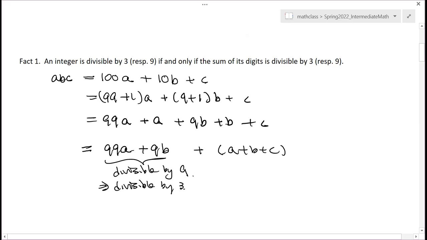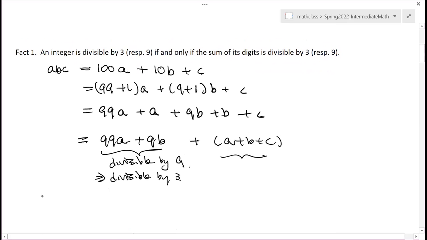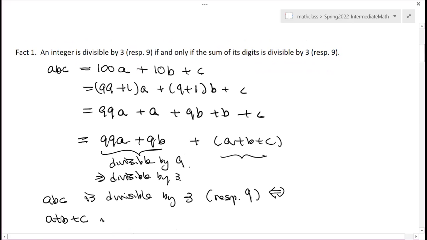If it's divisible by 9, of course, it's divisible by 3. So a 3-digit number is divisible by 3 or 9, you have to check the sum of the 3 digits. It's determined by the sum of the 3 digits. So clearly, ABC is divisible by 3 or respectively by 9 if and only if A plus B plus C is divisible by 3 or respectively by 9.